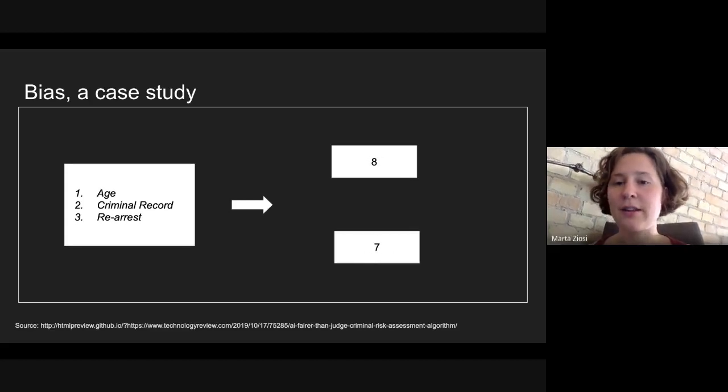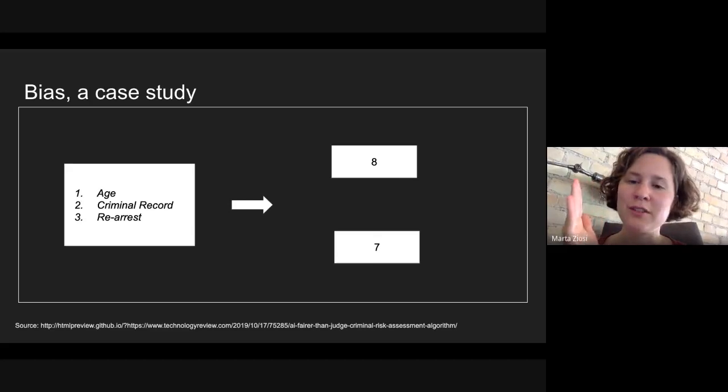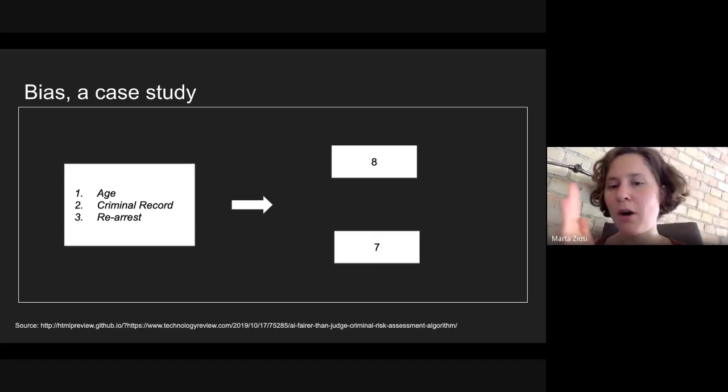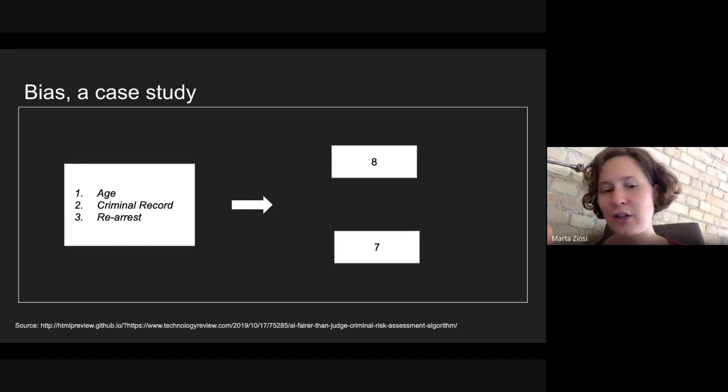These are the numbers. The numbers of risk are from 1 to 10. The COMPASS algorithm puts the threshold between 7 and 8. So at 7 or below, you're not sent to prison, and above 7, so 8 to 10, you are sent to prison. Okay, so far so good, I hope.